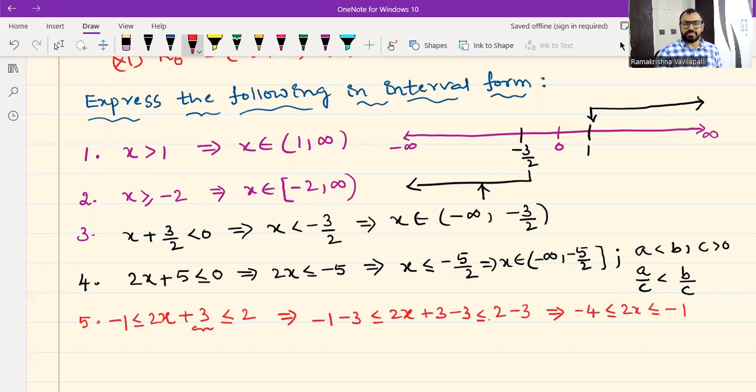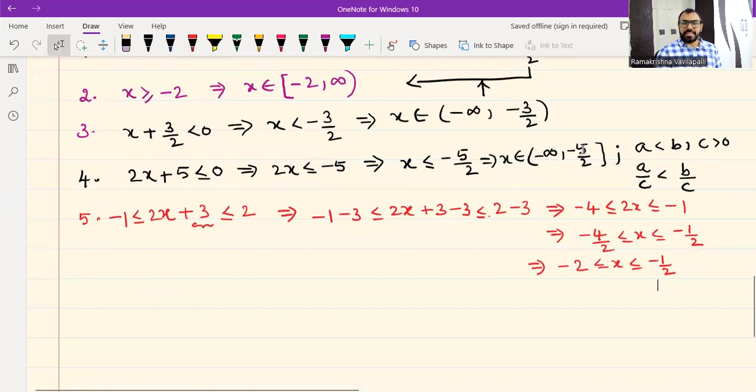Now divide by 2. So you will get minus 4 by 2 less than or equal to x less than or equal to minus 1 by 2. So this is known as solving of linear inequations. Minus 2 less than or equal to x less than or equal to minus 1 by 2. So we can write in interval form, x belongs to, here we have a non-strict inequality on both ends. So we write x belongs to closed interval minus 2 to minus 1 by 2.